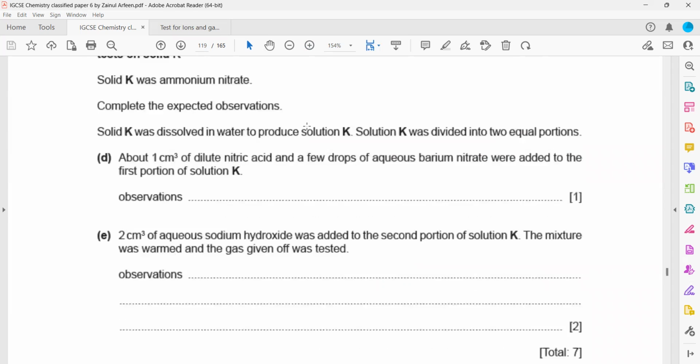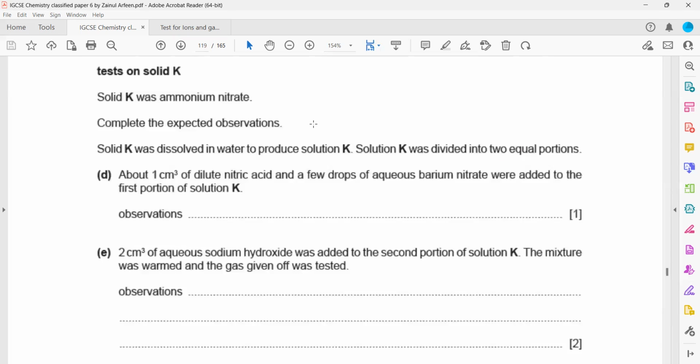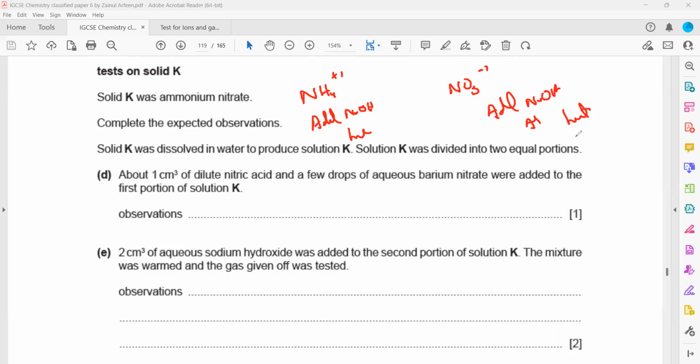Solid K was ammonium nitrate. So we have ammonium nitrate, which means there is an ammonium ion and a nitrate ion. How do we test the ammonium ion? We add sodium hydroxide and heat. How do we test the nitrate ion? We add sodium hydroxide followed by aluminium powder or aluminium foil, then heat carefully.